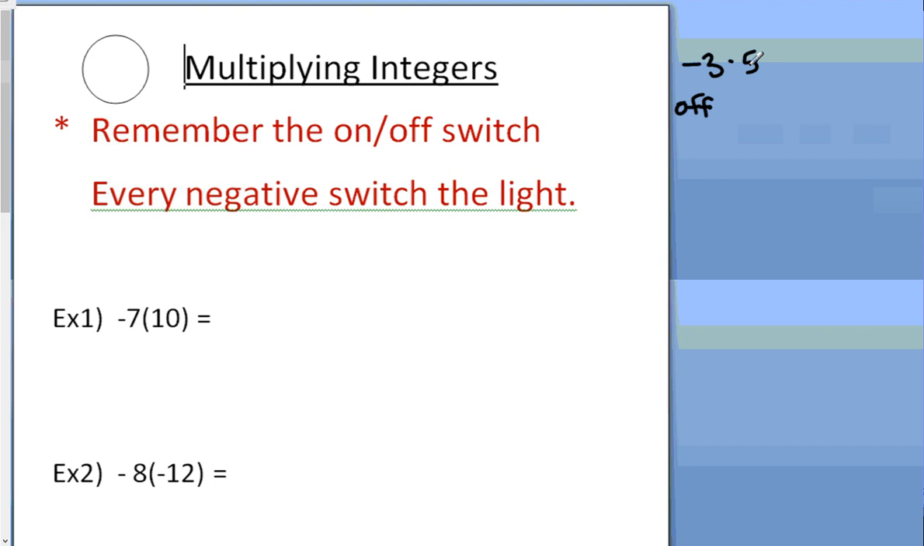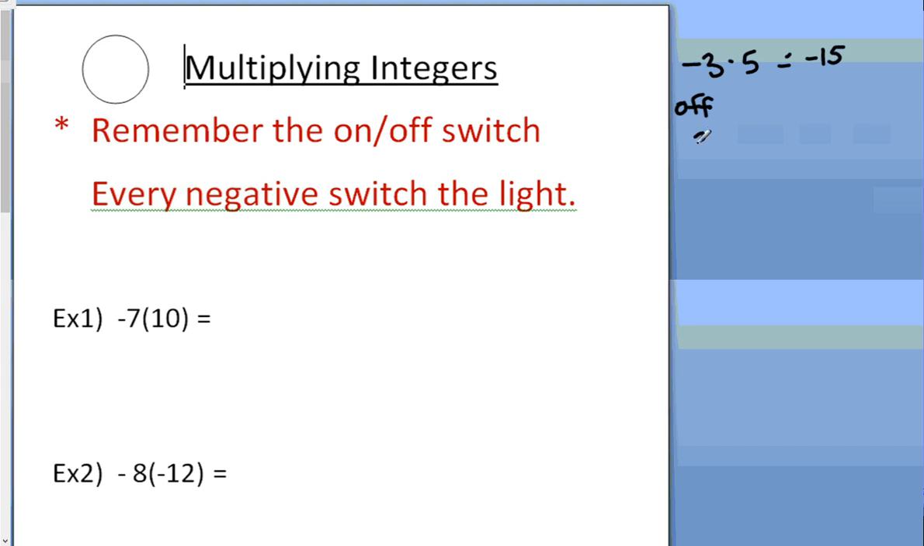And then a +5. I don't flip the lights when I see positive numbers. I only touch the light switch when I see negatives. So the -3 turns the lights off. The 5 doesn't do anything. So the lights are going to be off, and it's going to be -15. I know that's confusing, but just stay with me here for a minute.